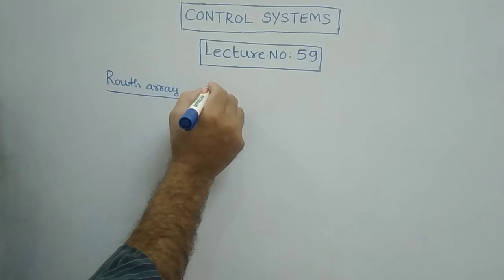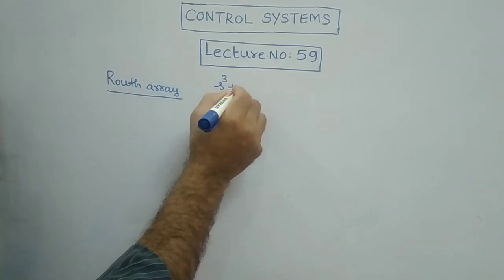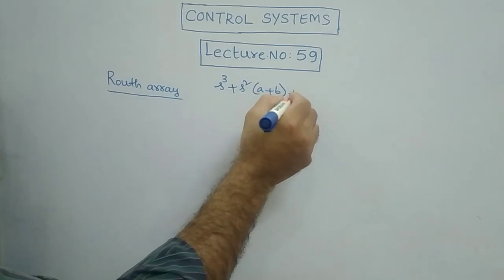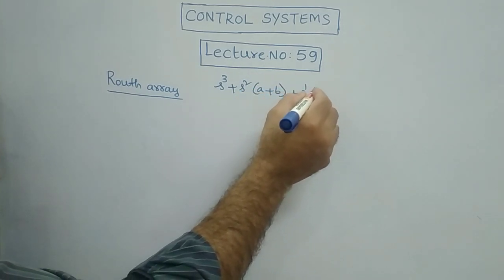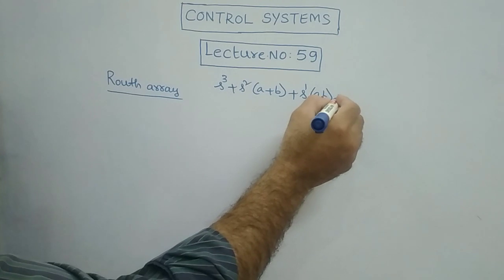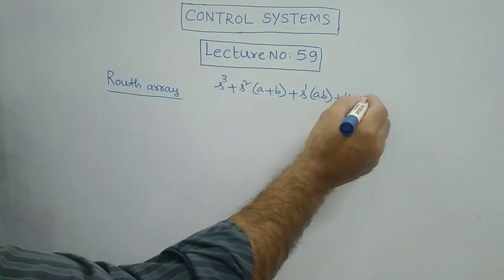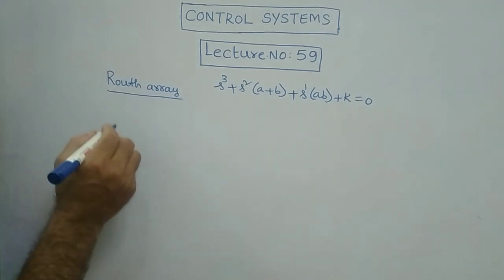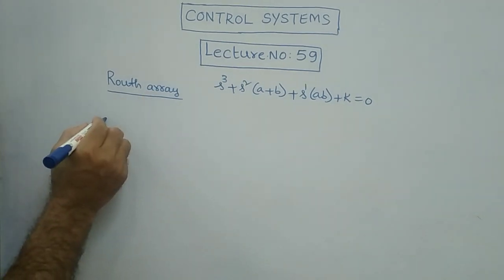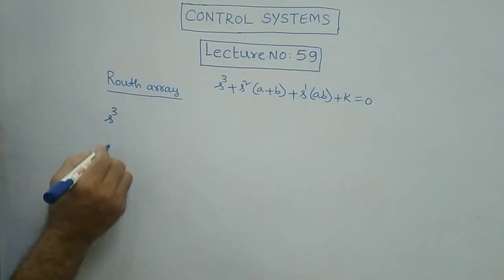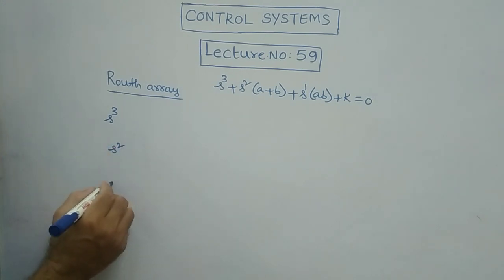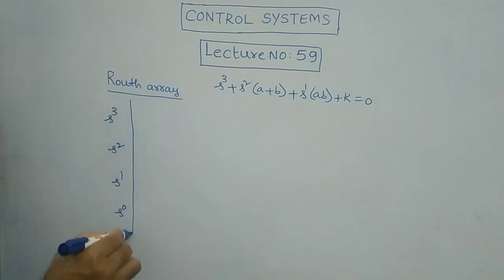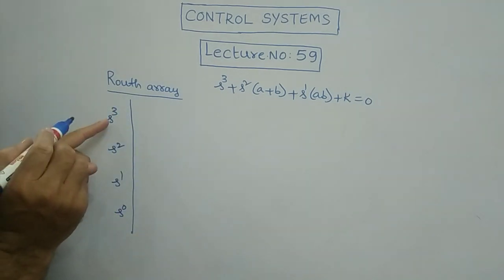That expression I will write here: S cube, S square into (A plus B), S power 1 into AB, plus K. This is your final expression, the characteristic equation, and from this expression you form the root array. Root array is nothing but writing the elements like this. The highest power you write: S power 3, S square, S power 1, S power 0.